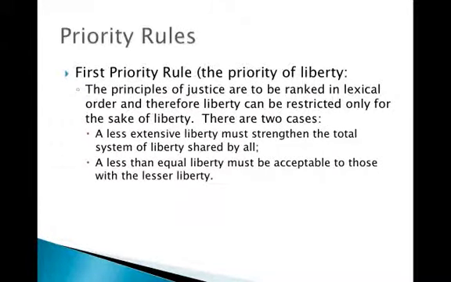He also has what's called priority rules. So what do you do when you come up with a conflict between, say, economic advantages, material benefits, like increasing your wealth, and then doing so at the expense of a political right, like free speech? What should take priority? According to Rawls, liberty should always take priority. The principles of justice are to be ranked in lexical order, and therefore liberty can be restricted only for liberty. And he can think of two cases. So liberty can't be restricted for economic gain. For one case, a less extensive liberty could strengthen the total system of liberty shared by all, or a less than equal liberty should be acceptable to those with lesser liberty.